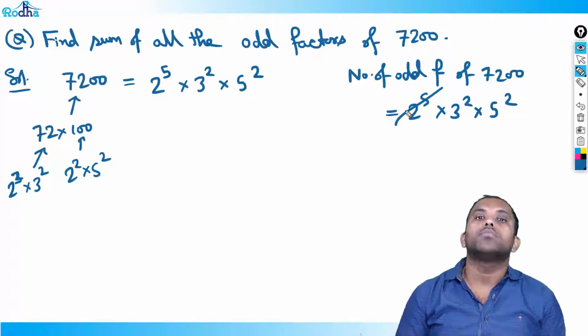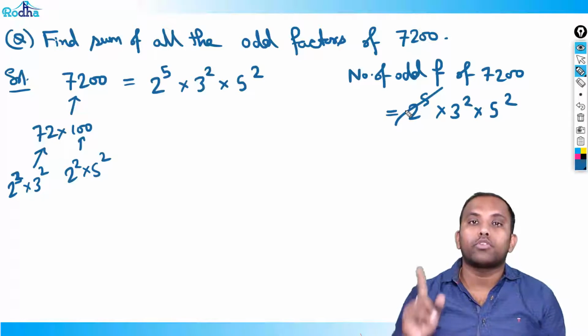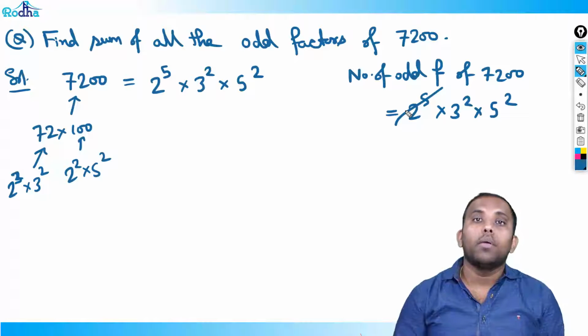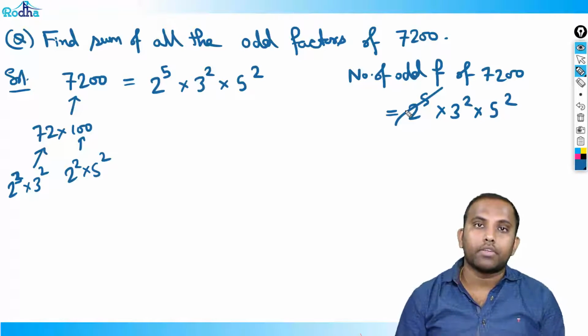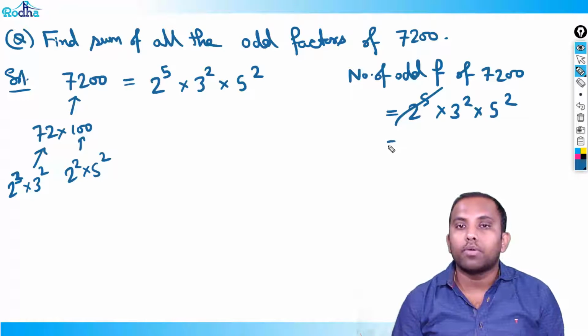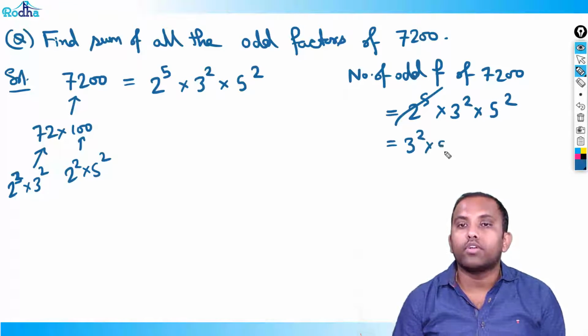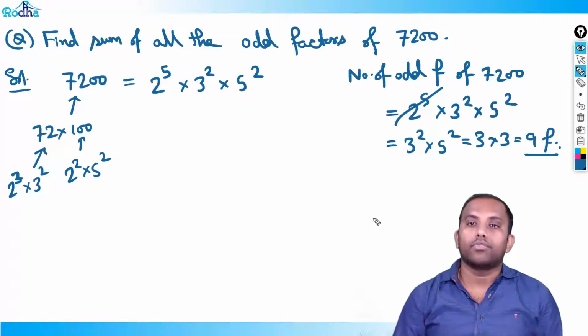Any power of 2 is what? An even number, right? So 2 raised to 0 is 1 only, and 1 won't make any impact in multiplication. So 2 raised to 5 will be crossed out. So what is the number of odd factors? 3 squared into 5 squared, so 3 into 3. It has a total of 9 odd factors.